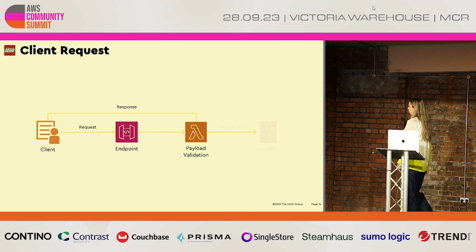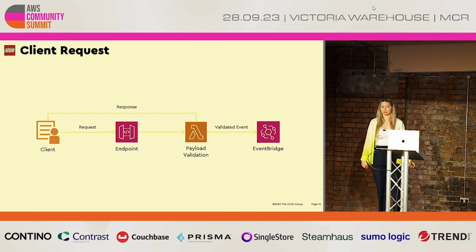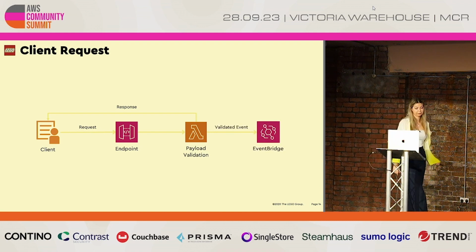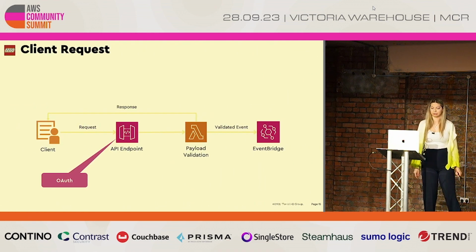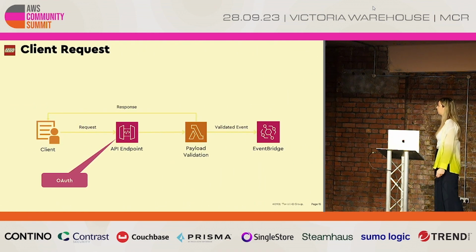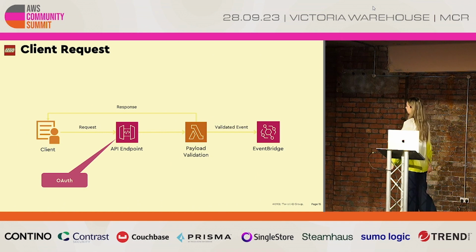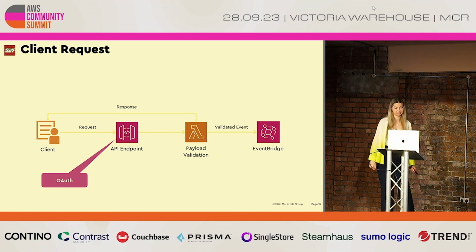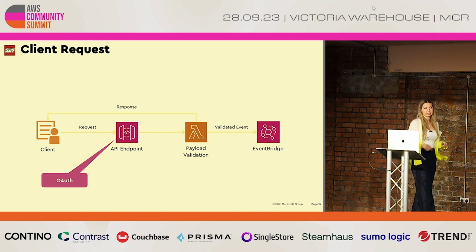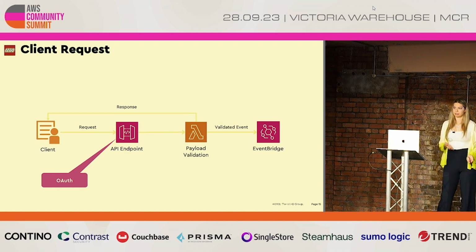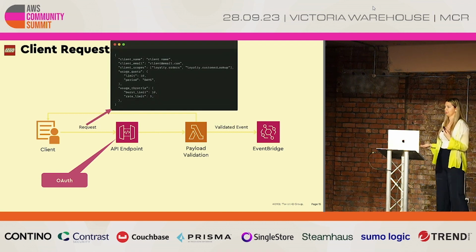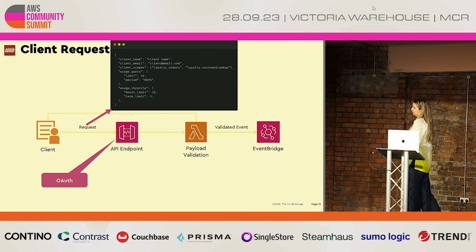And then the lambda will also emit an event onto the EventBridge. A few things I want to highlight here. So we'll have an OAuth flow on the API endpoint to provide some extra security on it. And then there are things that we might want to consider in terms of the payload. So what exactly do we need in the payload to be able to build all of this?